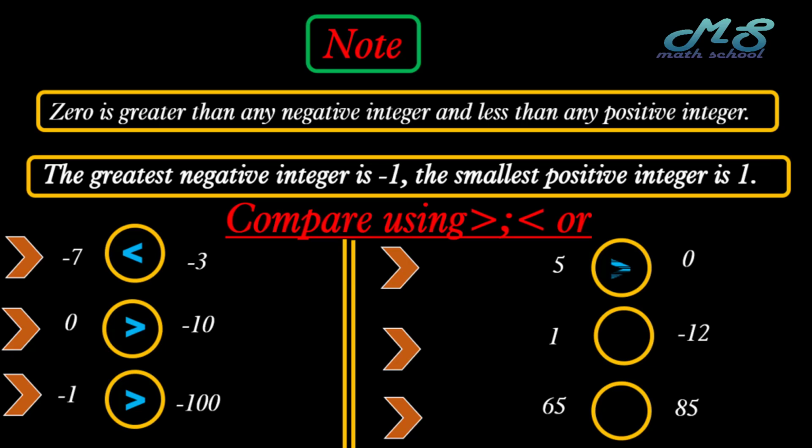So negative 1 is greater than negative 100. 5 is greater than 0 because any positive integer is greater than 0. 1 is greater than negative 12. We studied before that any positive integer is greater than any negative integer. 65 finally is less than 85. Why, guys? Because 65 is lying at the left of 85 on the number line, as we studied before.